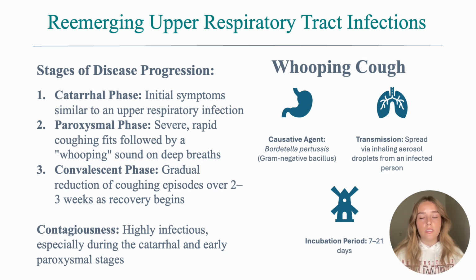The stages of disease progression are: 1, catarrhal phase, which is the initial symptoms similar to an upper respiratory infection. The second stage is paroxysmal phase: severe rapid coughing fits followed by a whooping sound on deep breaths. We saw a recording of this whooping sound in class when we went over chapter 18, and you even stop breathing for a good minute, so it's very scary.